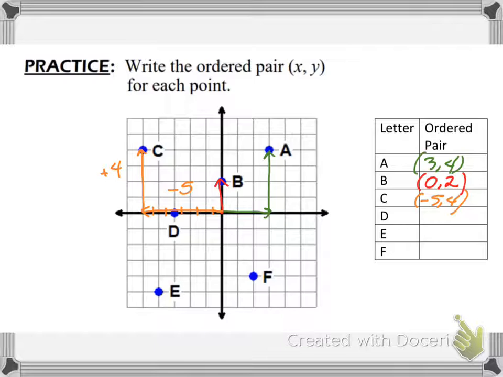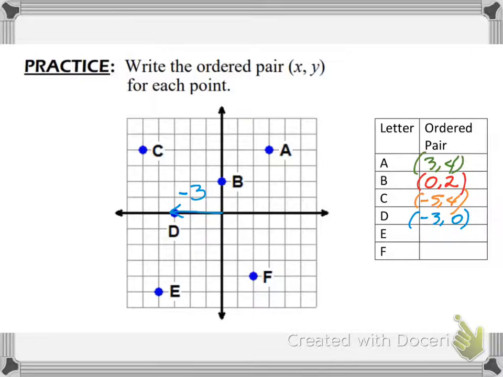How about the ordered pair D? So with D, it looks like I need to move 3 units to the left, and then I'm there. So I don't move up or down at all, which means that this is the point -3, 0.